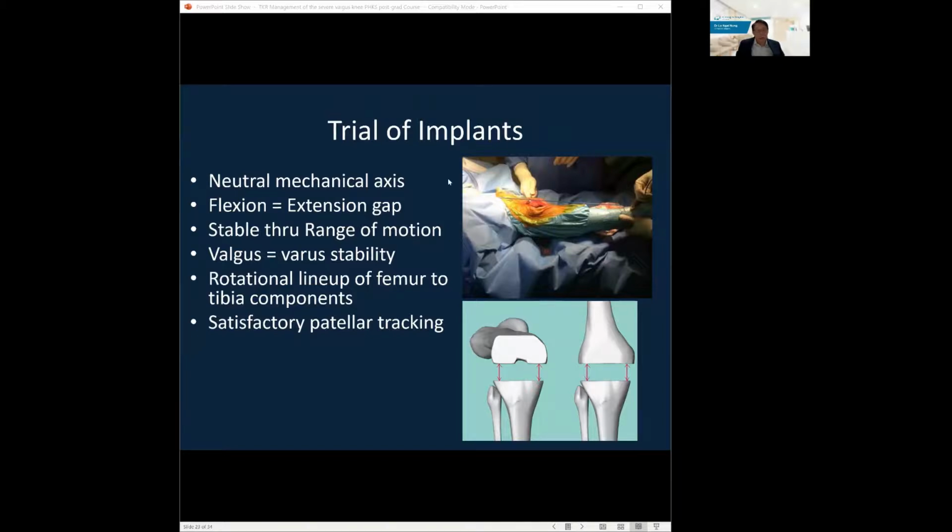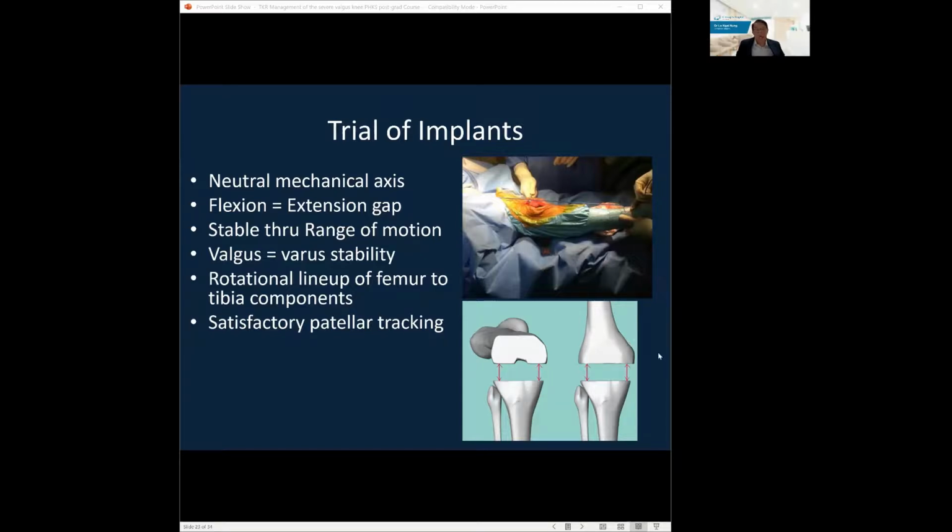With this, we trial our implants. We should be in neutral mechanical alignment in the coronal plane. We should have flexion and extension gaps balanced to each other. The implants should be stable through the range of motion, with the collaterals offering stable varus valgus stability on varus valgus stress. And then lastly, as we range the knee through motion, the patella should track satisfactorily.